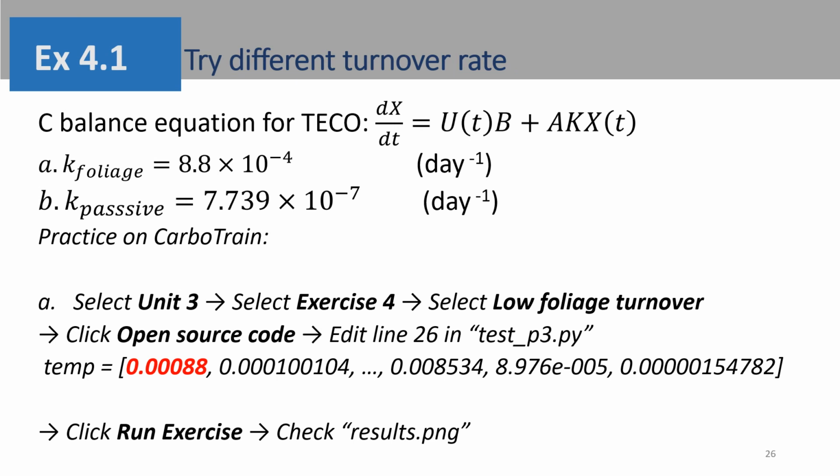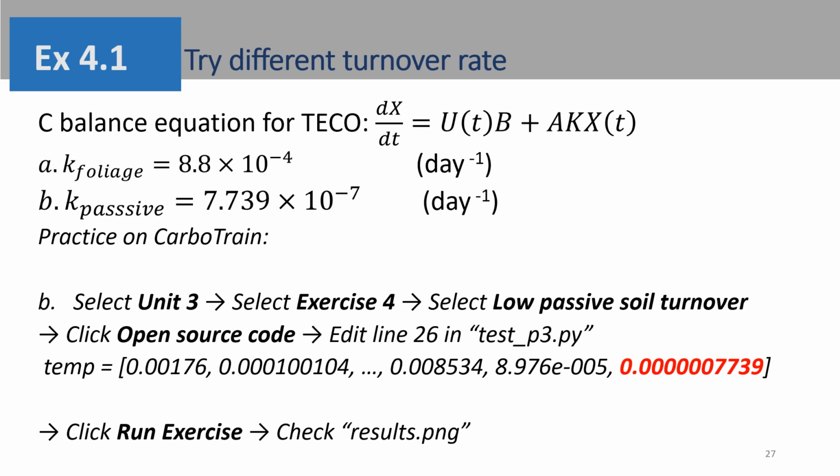This is the first task in exercise 4. Let's try different turnover rates. Select Unit 3, exercise 4, and the case low foliage turnover rate. By clicking Open Source Code, let's edit the source code on line 26. Replace the turnover rates with the number we provided in the slide. Then click Run Exercise and check results.